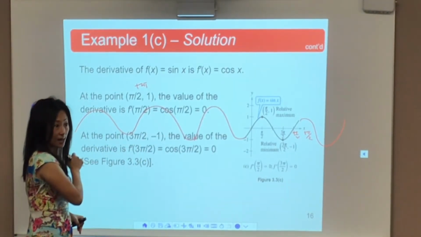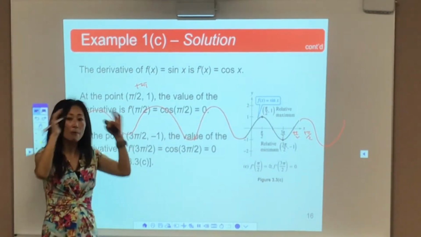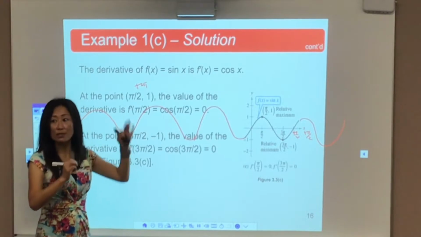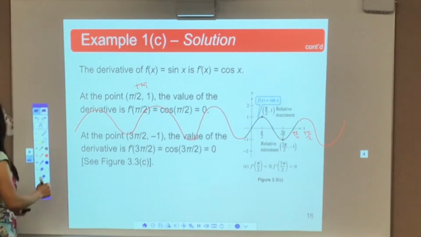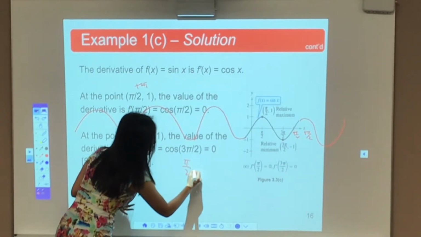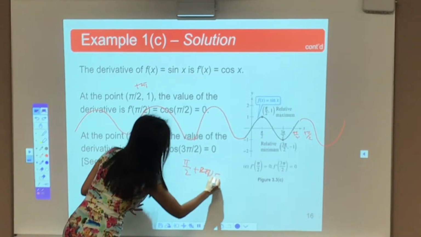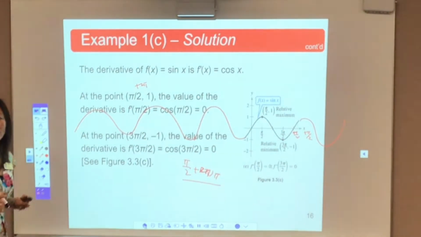Yes. I get you. So they have to give you an interval. They say, hey, just find me a maximum on this interval. Then you have to tell me which one. If they don't give you an interval, then you have to keep saying pi over 2 plus 2 pi, or you can say 2n pi. I will tell you later. You don't have to worry about it right now.